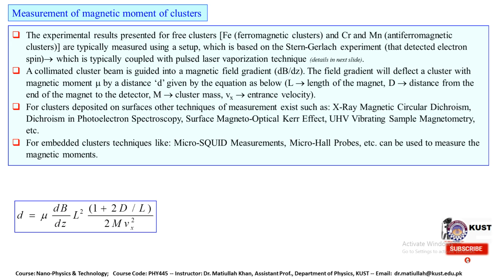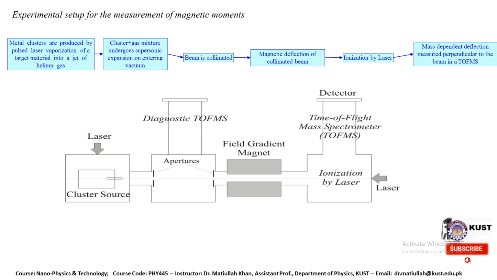For clusters deposited on a surface, other techniques of measurement exist, such as X-ray magnetic circular dichroism and some other methods. We can also consider the embedded cluster technique, like micro-SQUID measurement, which can be used for that measurement. So this is the experimental setup for the measurement of magnetic moment, and this is how the magnetic moments are measured stepwise with these methods.